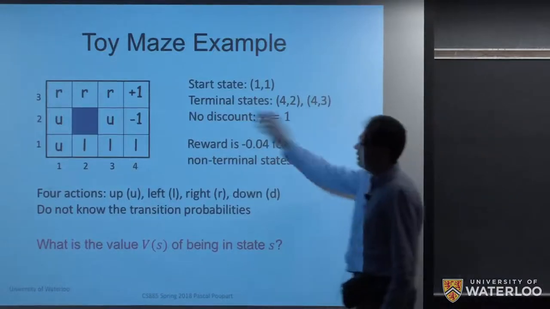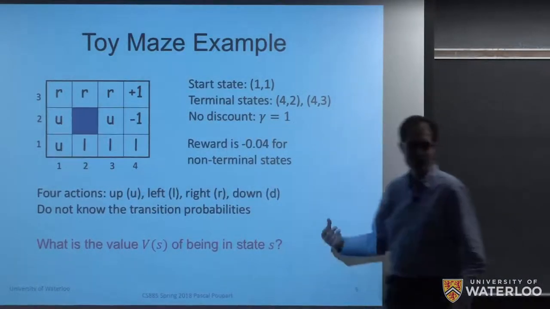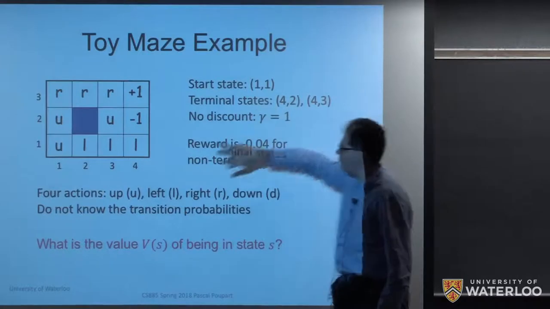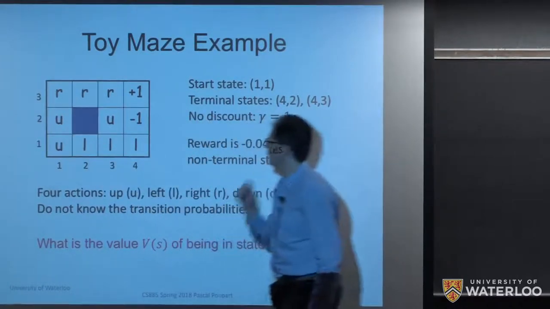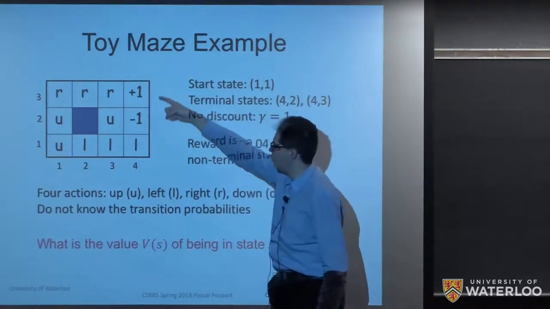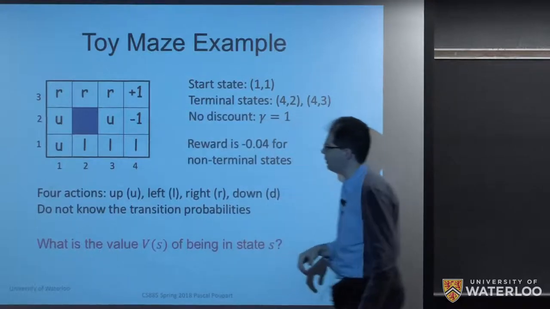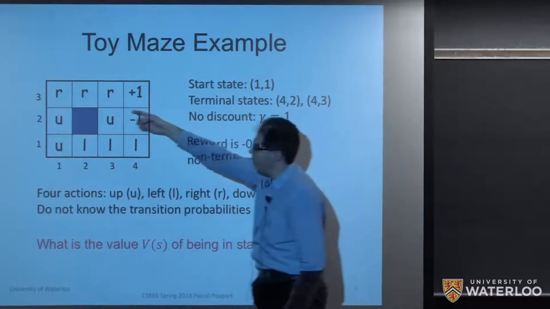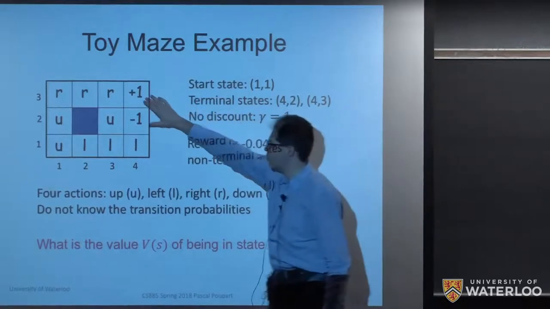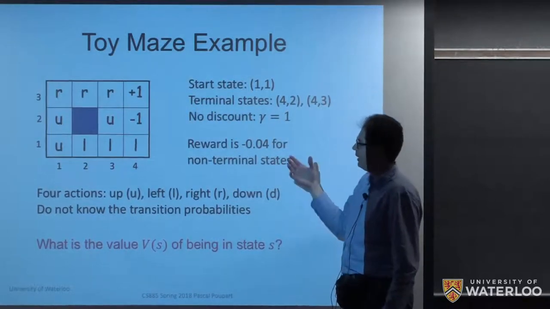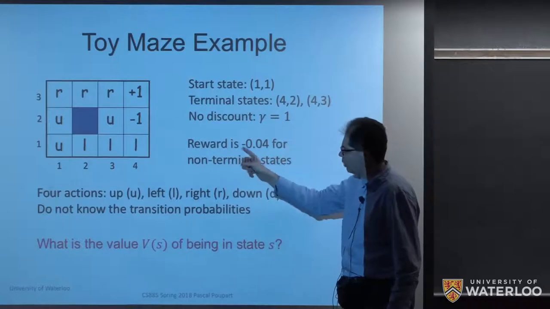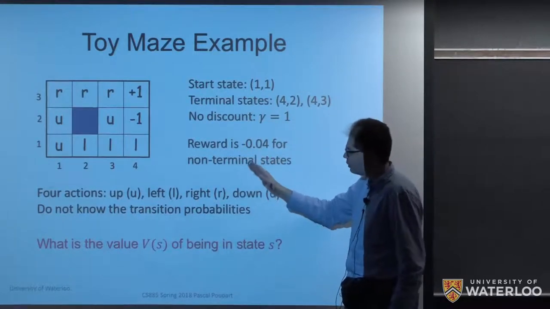Okay, so to illustrate, let's consider a toy maze problem. So here, this is a little scenario where we've got an agent, and let's say the agent starts in state 1-1, so that's this corner here, and then it needs to reach some state, hopefully the upper right corner here where it can get a reward of +1, but it might fall into a trap as well where it gets a reward of -1, okay? So these two states are terminal, so you get +1 or -1, and then let's assume here that there's no discount, and also let's consider a reward that would be -0.04 for all the other non-terminal states.